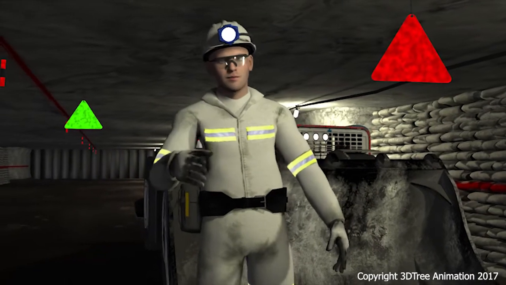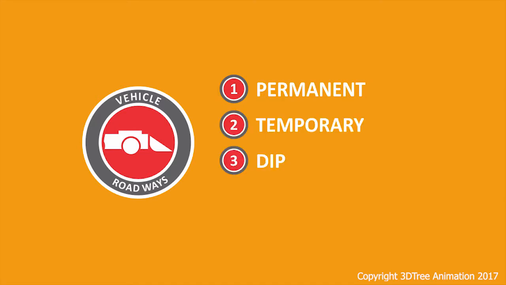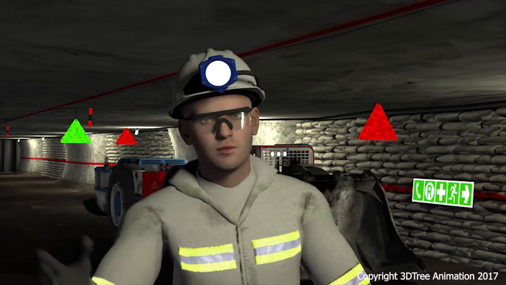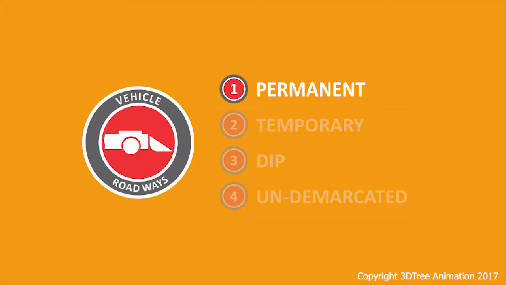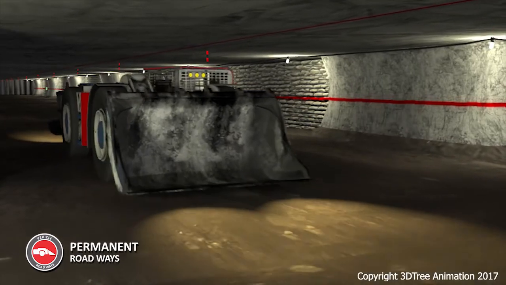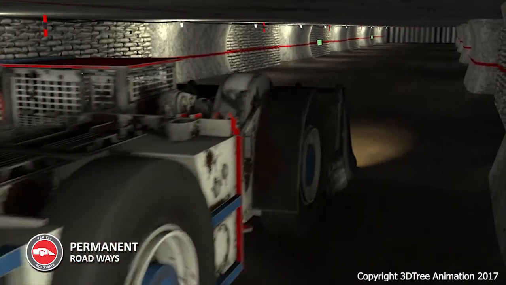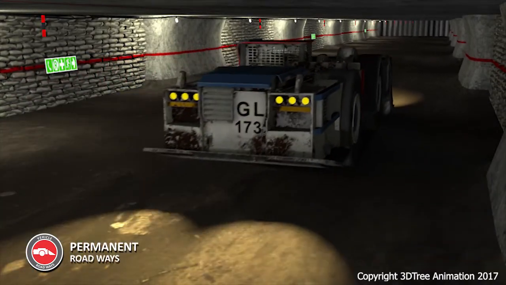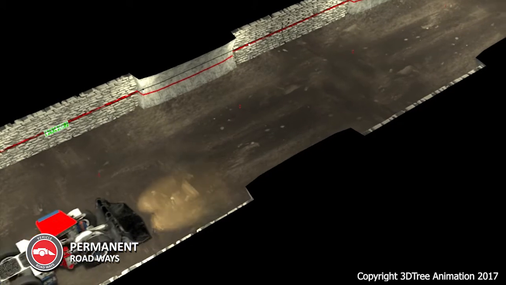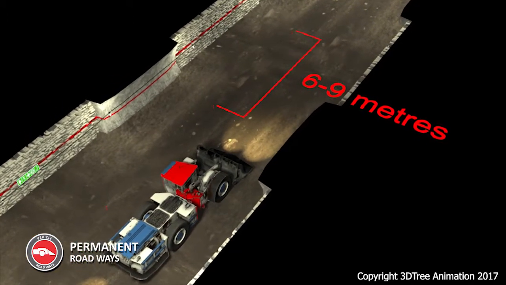The areas demarcated for vehicles are known as permanent roadways, temporary roadways, dip roadways, and undemarcated areas. Let's have a look at the first one, permanent roadways. Permanent roadways are marked in red and they're demarcated with red sparkle sticks. This means that only TMMs are allowed to enter this roadway. When entering a permanent roadway, you should see red sparkle sticks at 6 to 9 meter intervals.